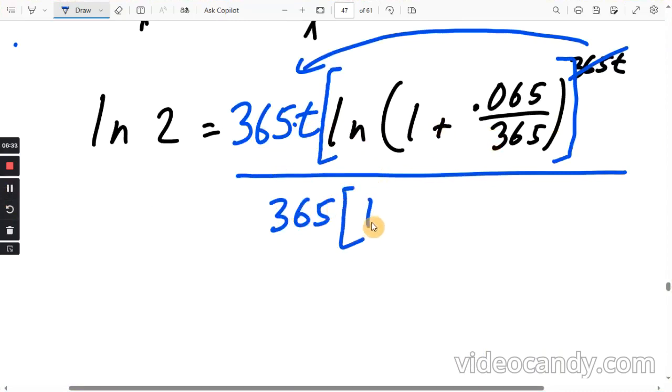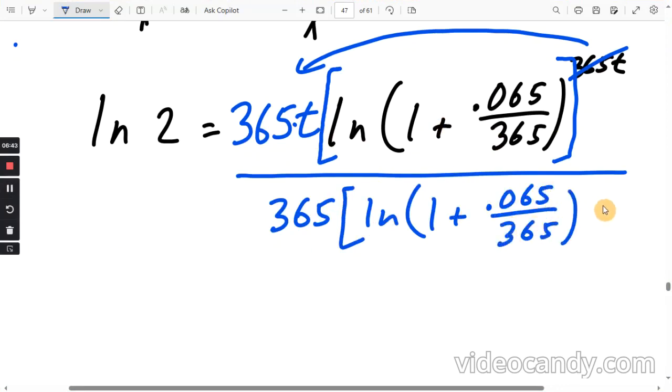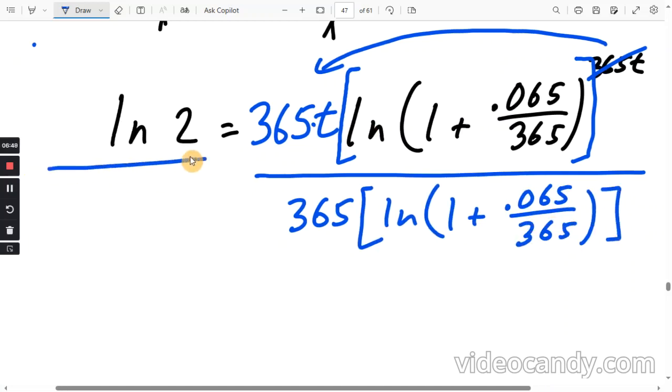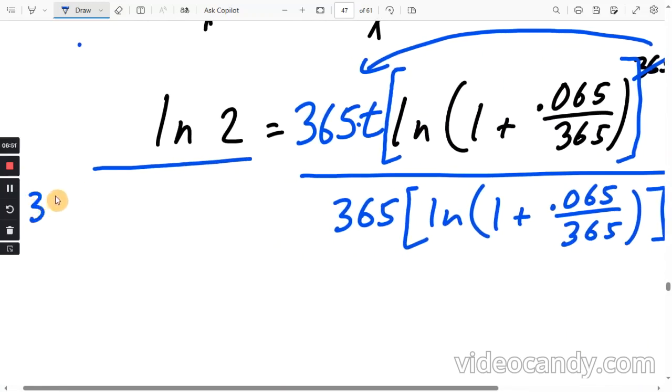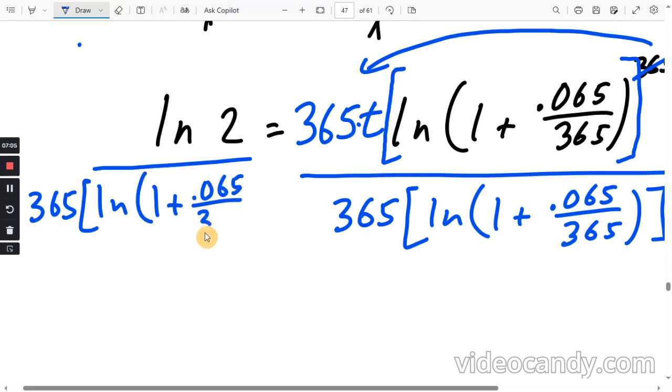times ln of 1 plus 0.065 over 365. All right, and same thing on the other side, ln of 2 divided by 365 times ln of 1 plus 0.065 over 365. Close parentheses, close the brackets.